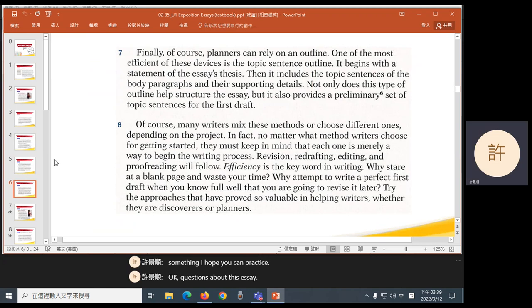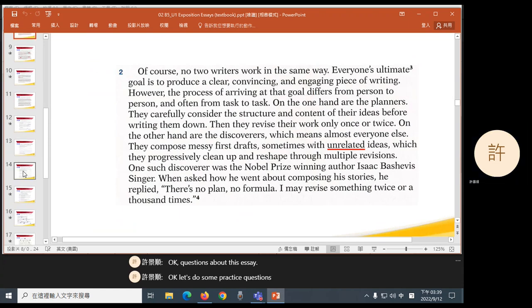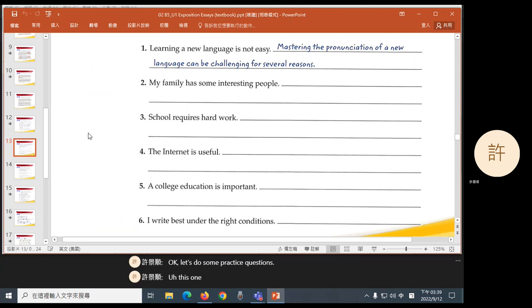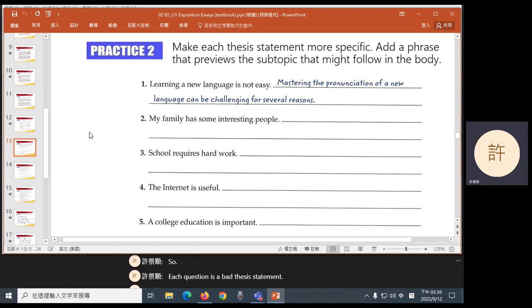Okay, let's do some practice questions. This one. So each question is a bad thesis statement. It needs more detail. So, for example, the first one, learning a new language is not easy. How can you add more detail to this main idea?